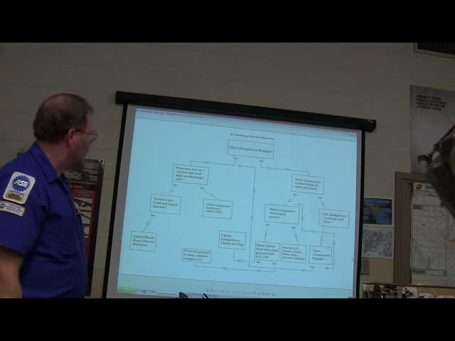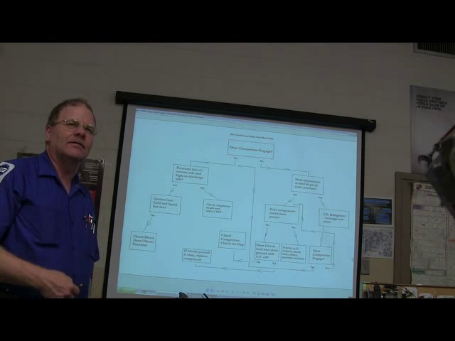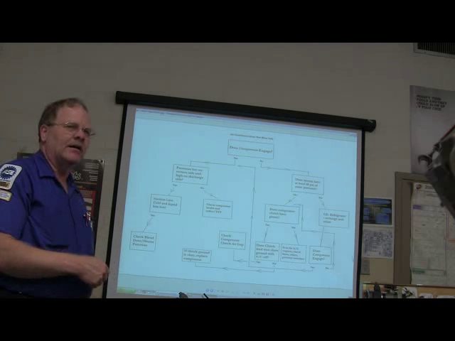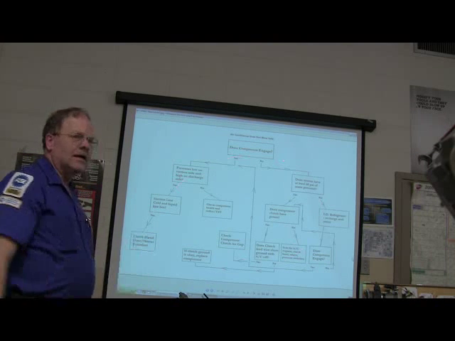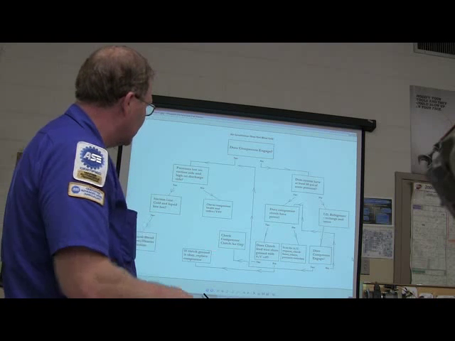All right, so anybody got any questions about that? Can you understand that little simple flow chart? I went out of my way to make sure I put it on one page, and I try not to make it so terribly complicated. This is how you're going to find out what's wrong with somebody's compressor.